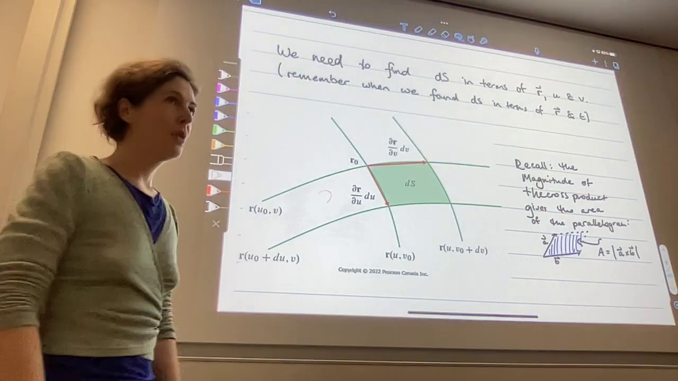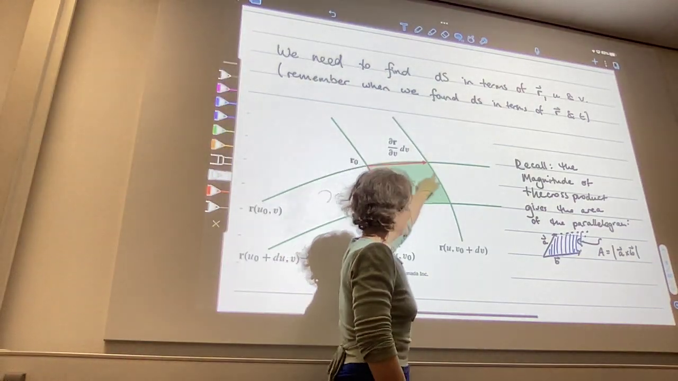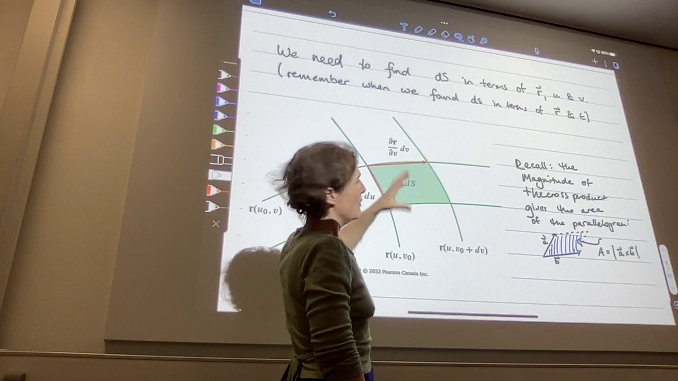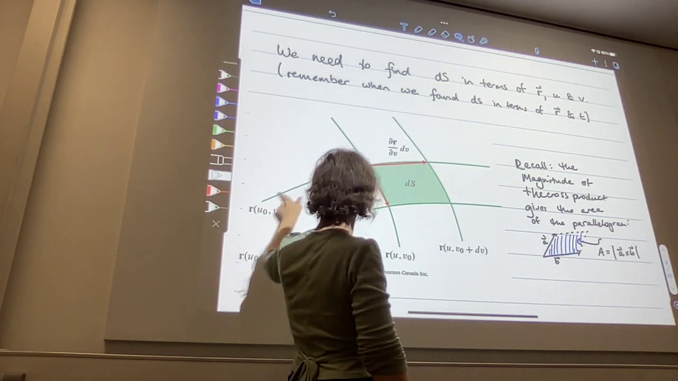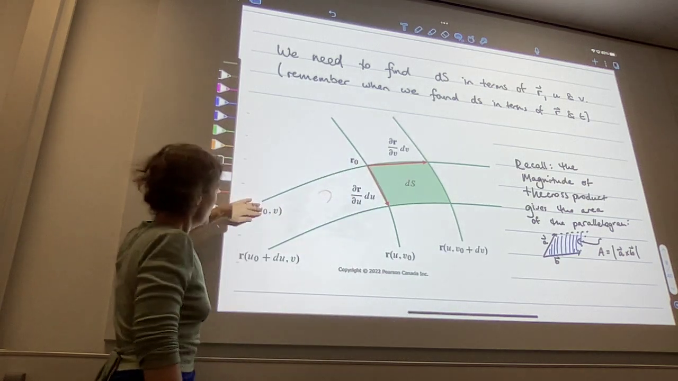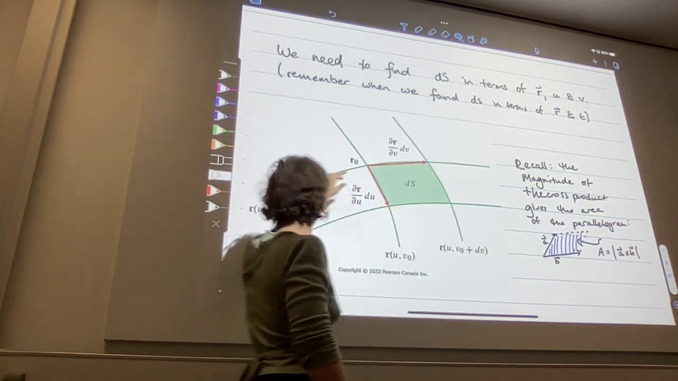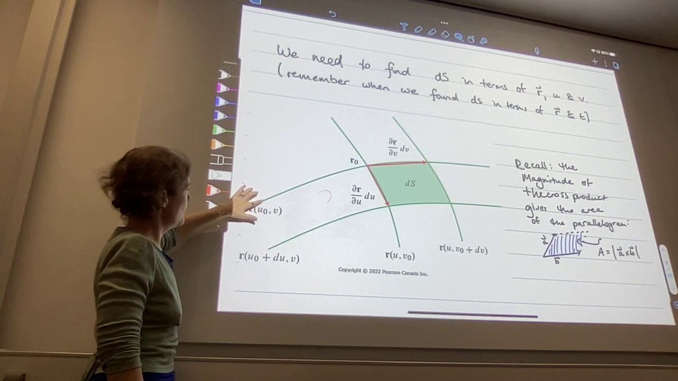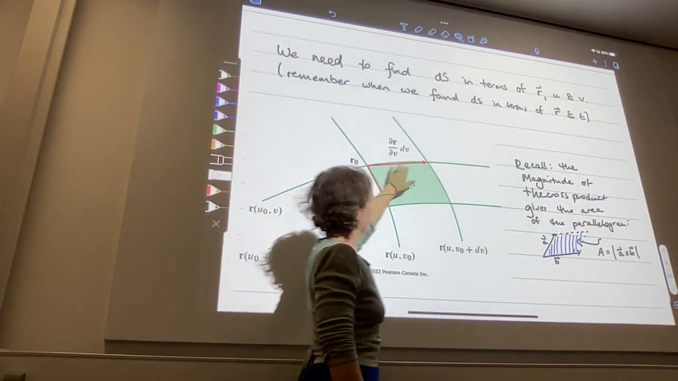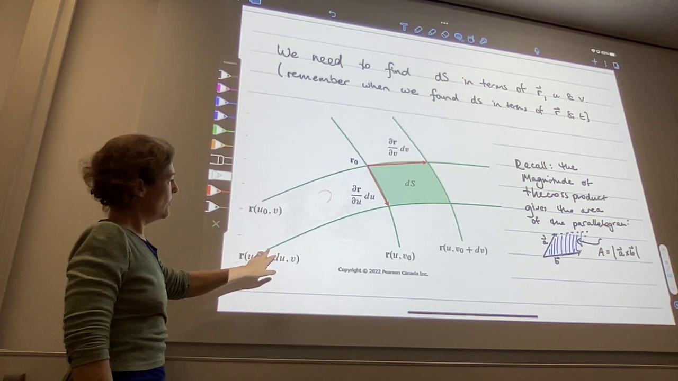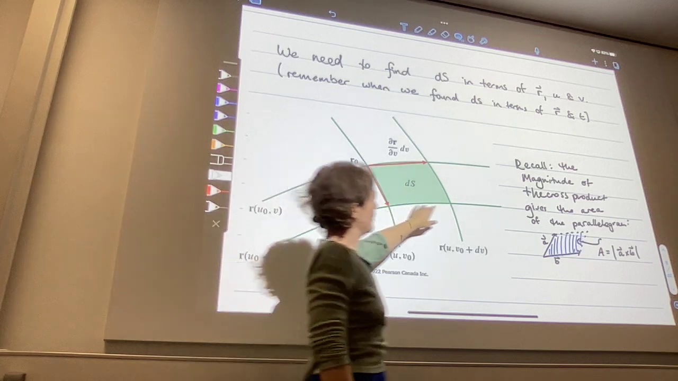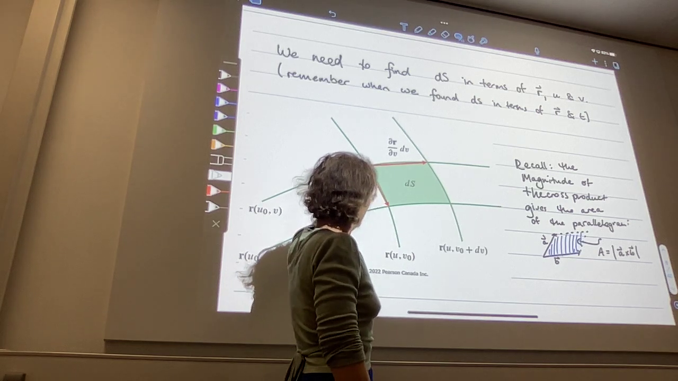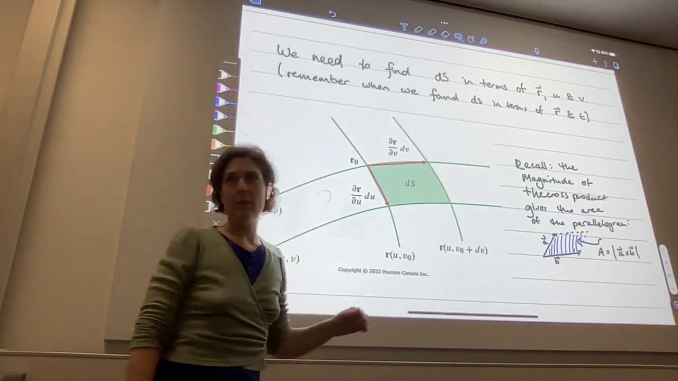So let's take a closer look. Here's the little dS that I want to find out. We're assuming that I've parameterized my surface in terms of u and v. So I've got some curves. If I hold u constant, I'm letting v change and fixing u naught, so this gives me a curve like so. Now if I take u naught plus a little du, and let v vary, I get this second curve here, and I can do the same thing with v naught and v naught plus dv. So I've got an idea of what's happening on the boundaries of my little dS with my parameterization.